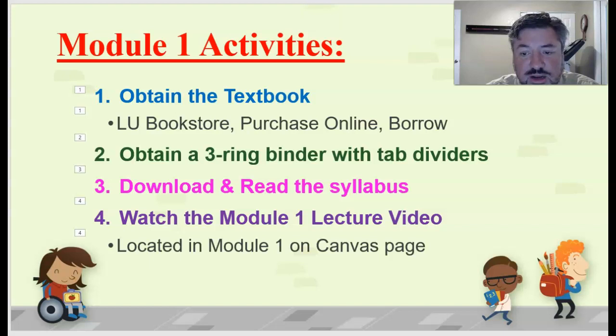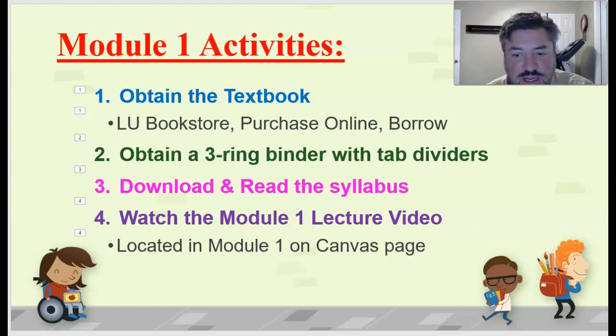Number 2, obtain a 3-ring binder with at least 5 tab dividers. Bring that to class every day. Make sure you put some paper in there to take notes. Also bring a pen and your electronic device such as your phone in case we have an online or electronic part of the assignment. That's what you're expected to bring every day, and I would start bringing the textbook once you obtain that.